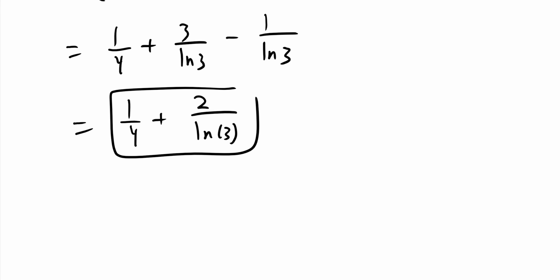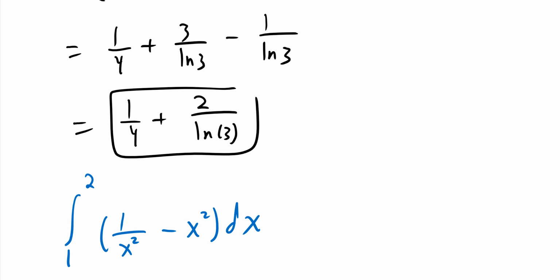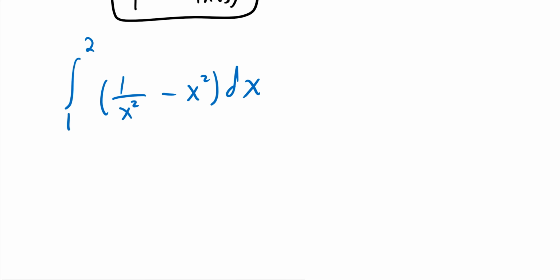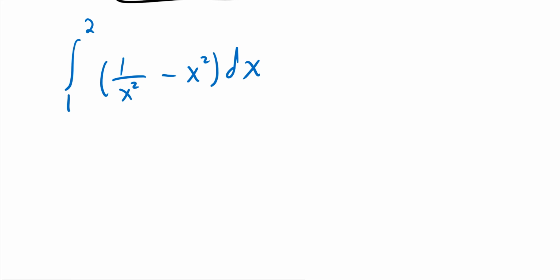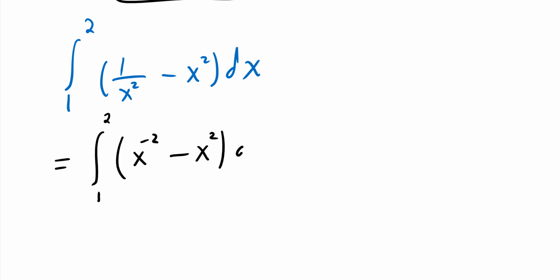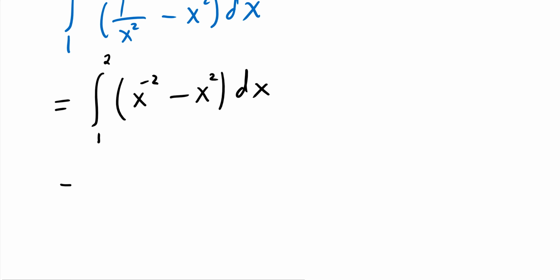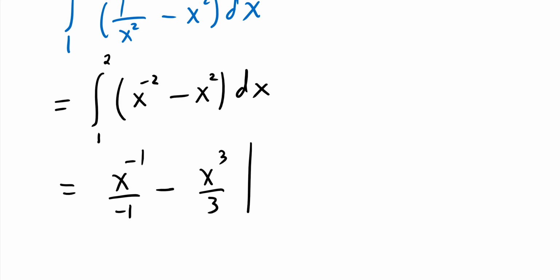Next one, let's look at the integral from 1 to 2 of 1 over x squared minus x squared dx as another example. What do we get here? First thing, before I start integrating, I need to rewrite this as x to the negative 2 minus x squared dx. So what do we get? X, add 1, negative 1 over negative 1, minus, add 1 again, x cubed over 3, from 1 to 2.